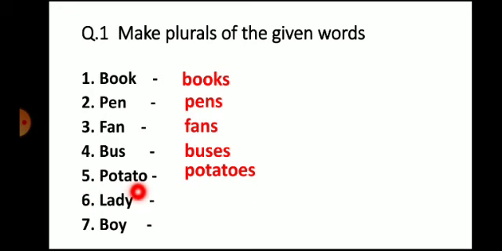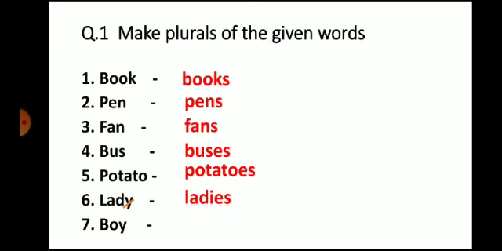Now the next word is lady. Yes, there is Y at the end. So what will we do? We will see the letter before Y, that is D. D is a consonant. So what will we do? We will cancel Y and add IES to it.